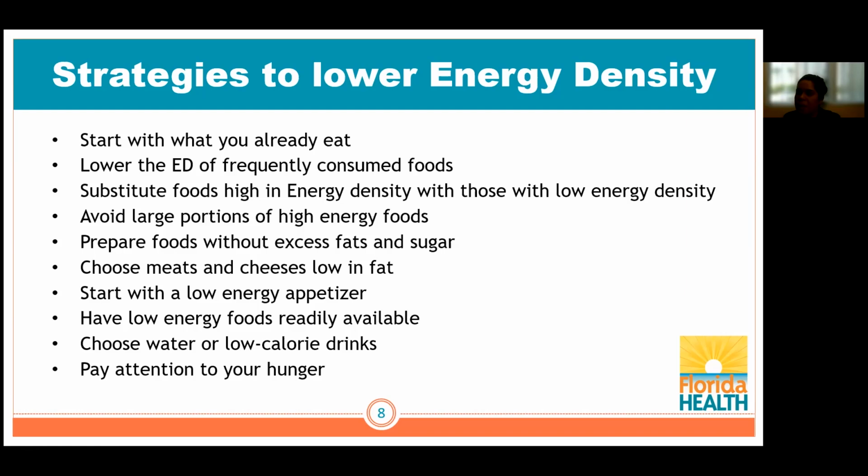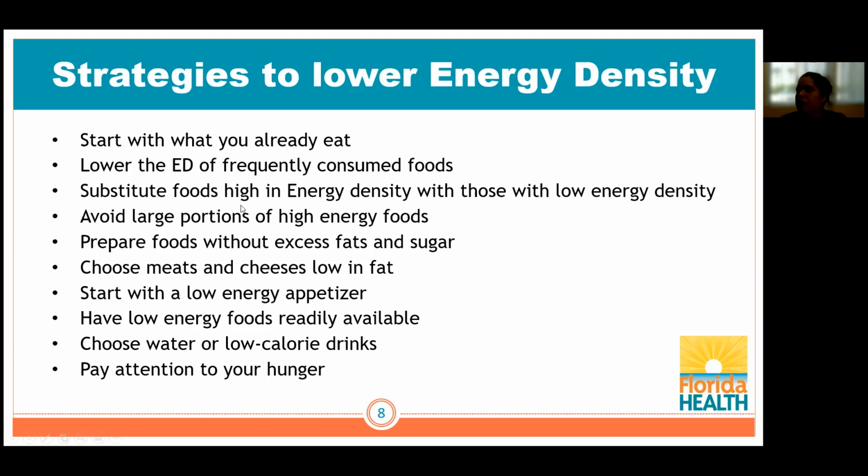So if you're a meal planner and you already know what you're going to eat, then start with that. Maybe change the way you're cooking. So maybe instead of frying, you're going to bake it. You can also use the air fryer. Small changes like that to start with, just until you get used to figuring out what energy density is.